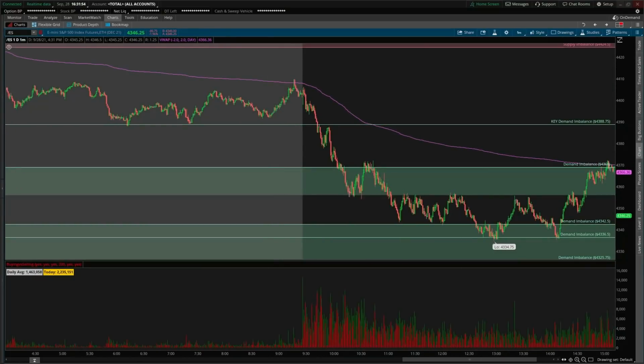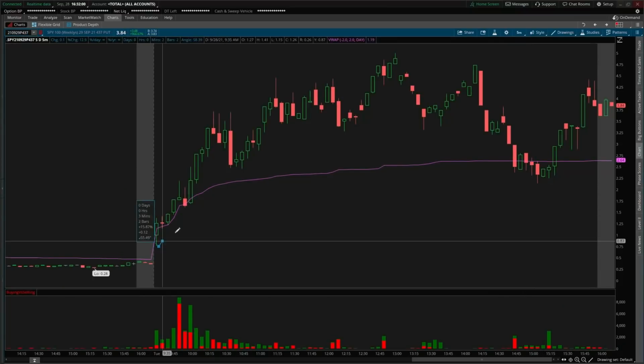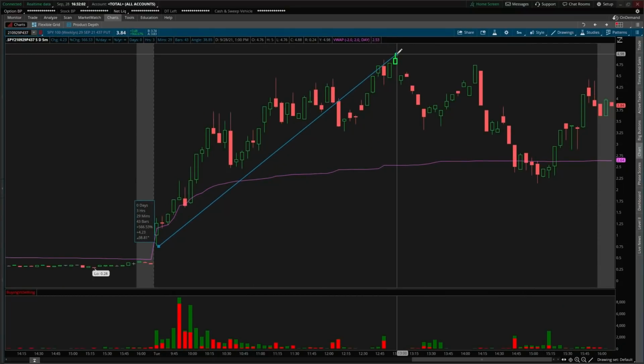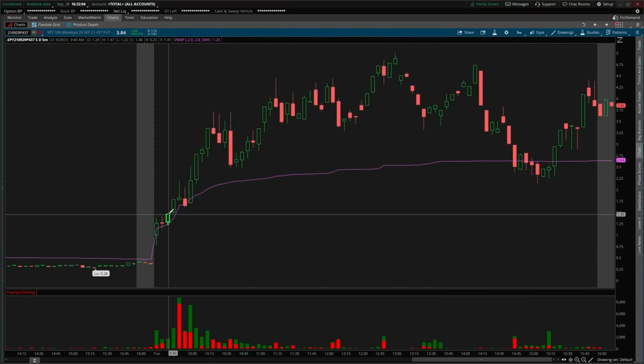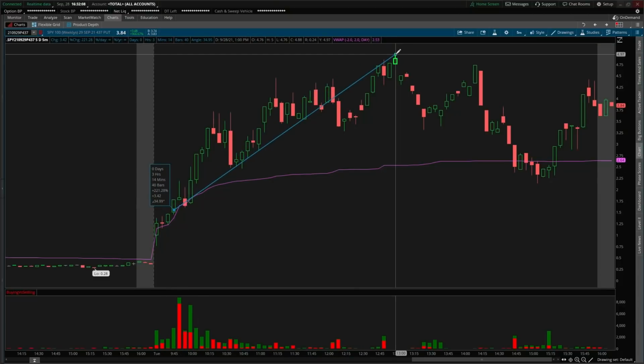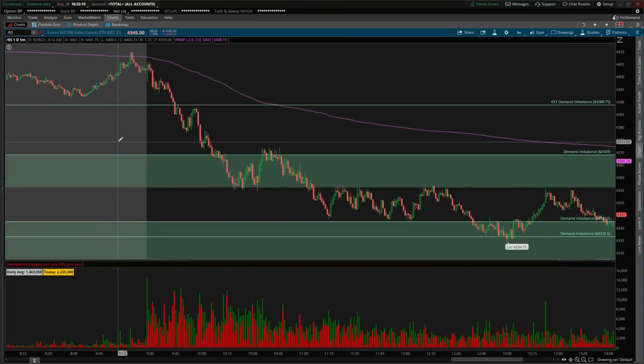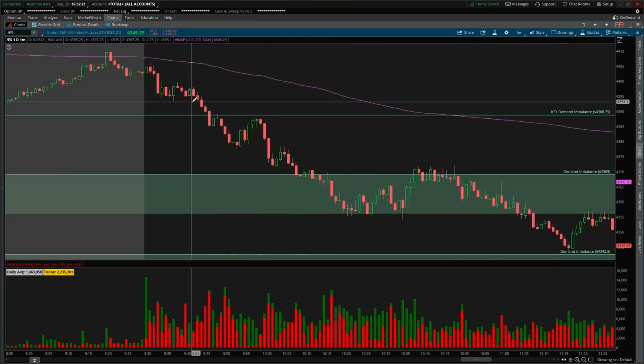These puts absolutely exploded. If I pull up SPY puts up here, from low to high, these went up 566%. By the time we got below that 4388 level, these went up 221%. So the contracts went up pretty fast. We got below this 4388. Now this is where the valid entry could have been once we retested and failed.